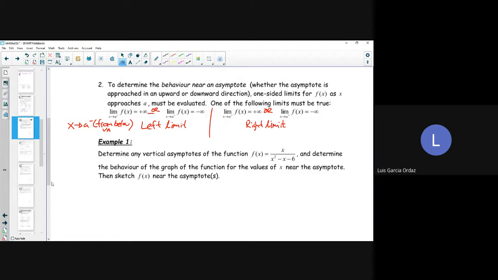And then we have this from below the asymptote as well. You can also understand that with that. We'll get to that soon. And x approaches a from above the asymptote. We will get through that as well.